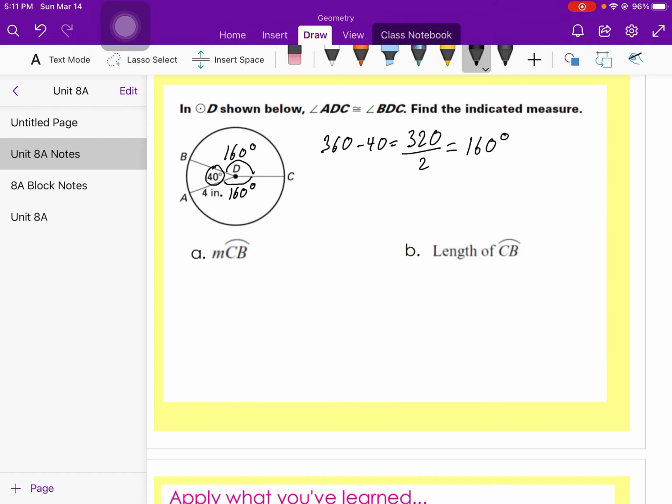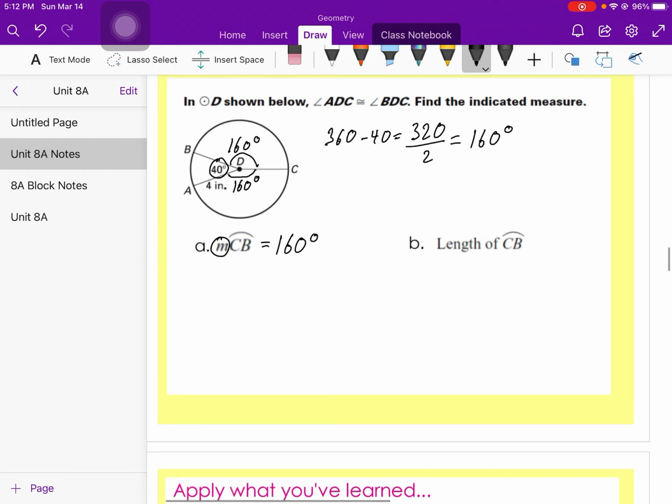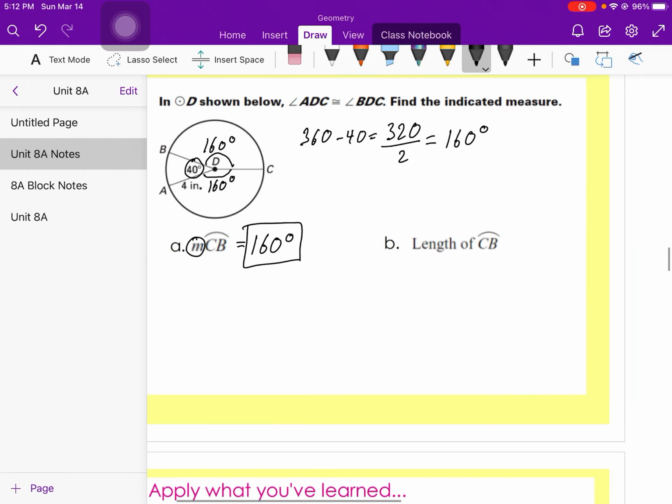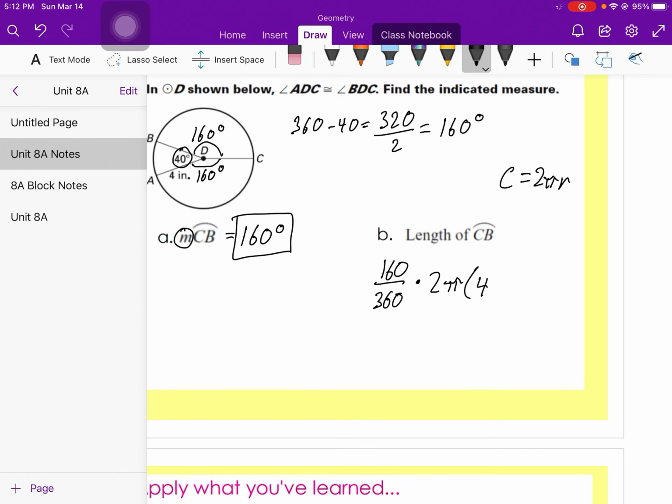We want to find the measure of CB. Now when it says the measure, this little m, this is where you have to be careful. The measure is talking about the degree measure. That's the arc measure. So that's going to be 160 degrees. When it's talking about the length, it's looking for that value of inches, feet, centimeters, but it's the chunk of the circumference that you're looking for. So our fraction is going to be 160 over 360 times the circumference, 2 pi r. We're going to go back to that formula a lot. So 2 pi, and the radius this time is 4.